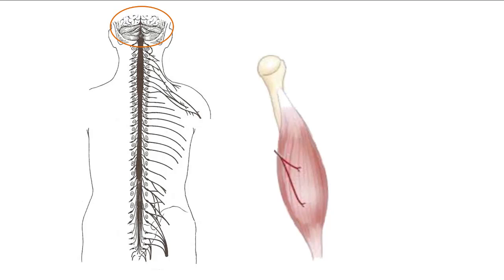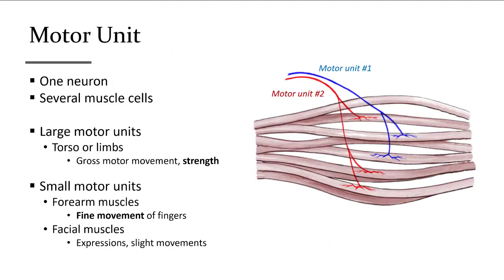The impulse travels down the spinal cord and out the spinal nerve, and then branches onto individual muscle cells within a whole muscle. A single nerve, called a neuron, branches to stimulate a group of muscle cells. This is called a motor unit. Notice every muscle cell still has its own nerve connection, but one single nerve can control more than one muscle cell.